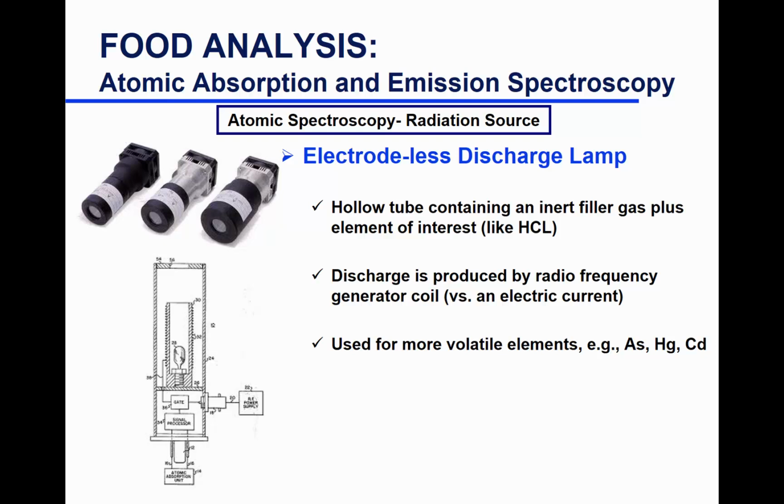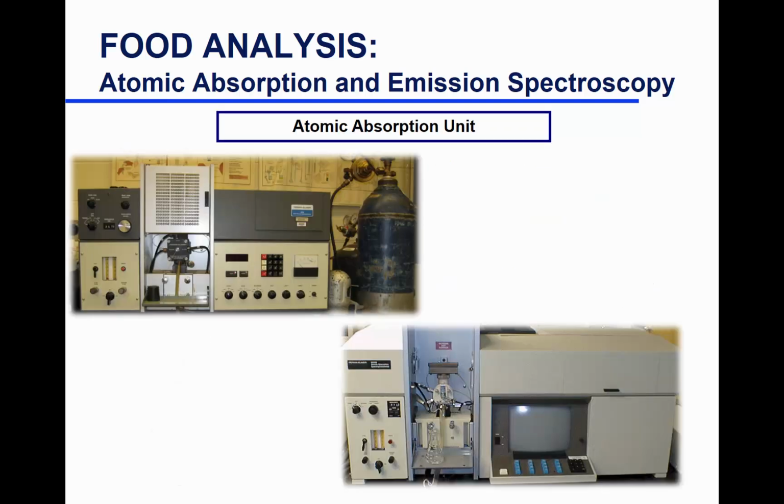The electrodeless discharge lamp is basically a hollow tube again. It has inert gas, similar to the hollow cathode lamp. And the discharge, however, is produced by a radio frequency generator versus an electric current. That's the only difference. And it's used mostly for volatile elements. These used to be the older version of the atomic absorption. I don't have a picture of the new one. But that was the oldest, second oldest, and they both are gone right now.